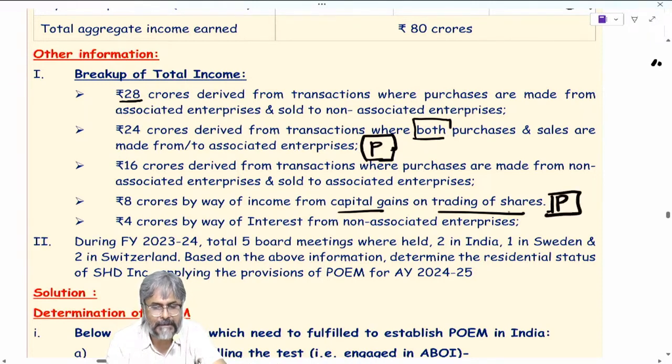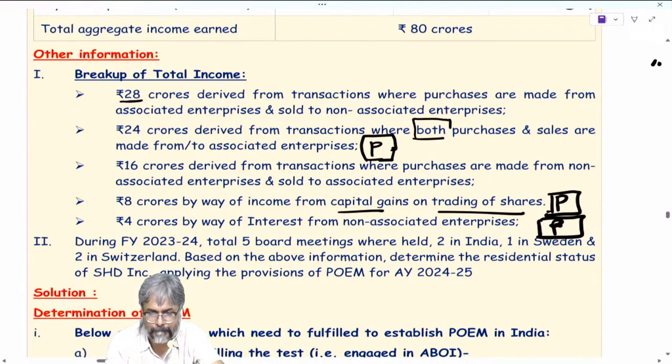4 crores by way of interest from non-associated enterprise. Will this be a case of a passive income, students? And the answer is yes. So if you see in totality, how much is the amount? 24 crores, 8 crores and 4 crores. So therefore, 24 plus 8 plus 4. So what is the total? 36. So the passive income is how much? 36.